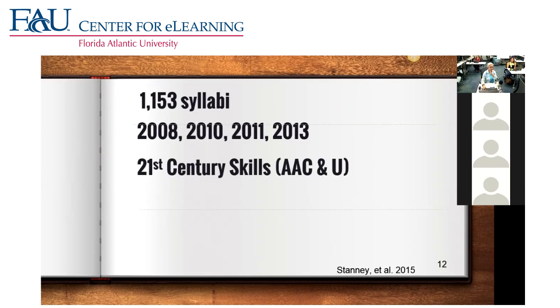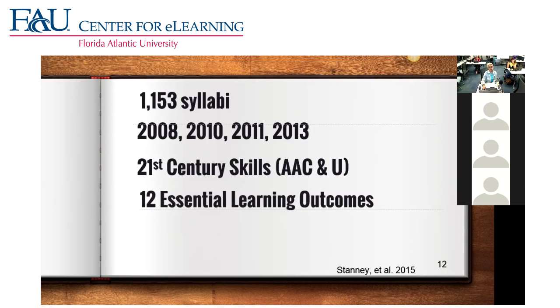When they did the last 2 reviews, they went with what were referred to as the 21st century skills from AAC&U, and I'd have to look that up again. I found it at one point, but it didn't stick in my head. Those 21st century skills included 12 essential learning outcomes, and they were reviewing the syllabi to see if the outcomes were listed as well as how they got to them.